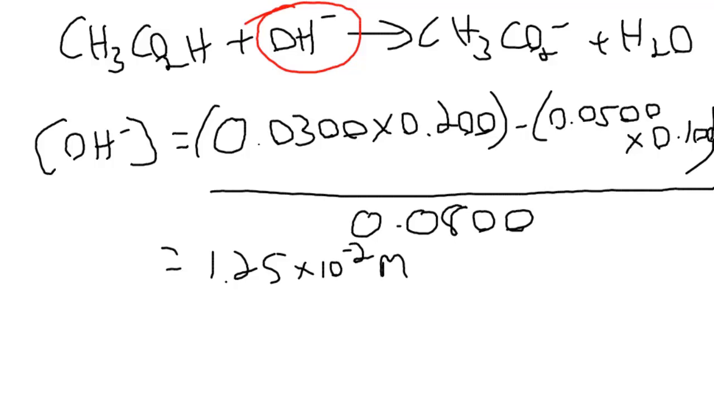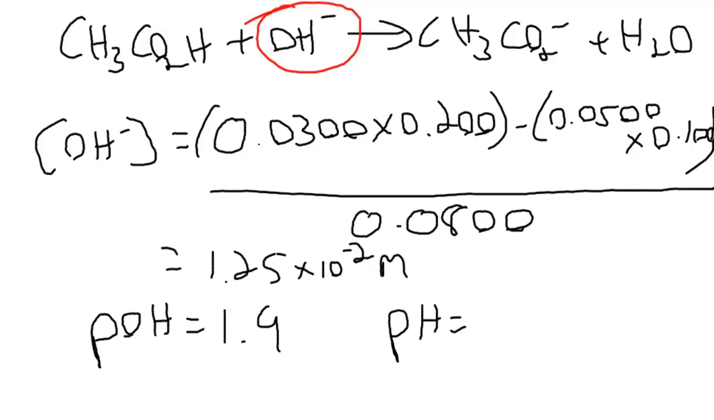To get the pH, what we can do is take the negative log to get the pOH. It's going to be somewhere close to 2. It ends up being 1.9. 14 minus that gives us the pH, which is 12.1.